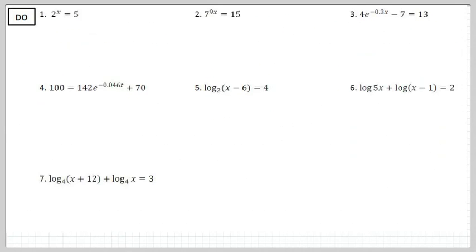So give the next problems a try, and I'll show the answers in 3, 2, 1.